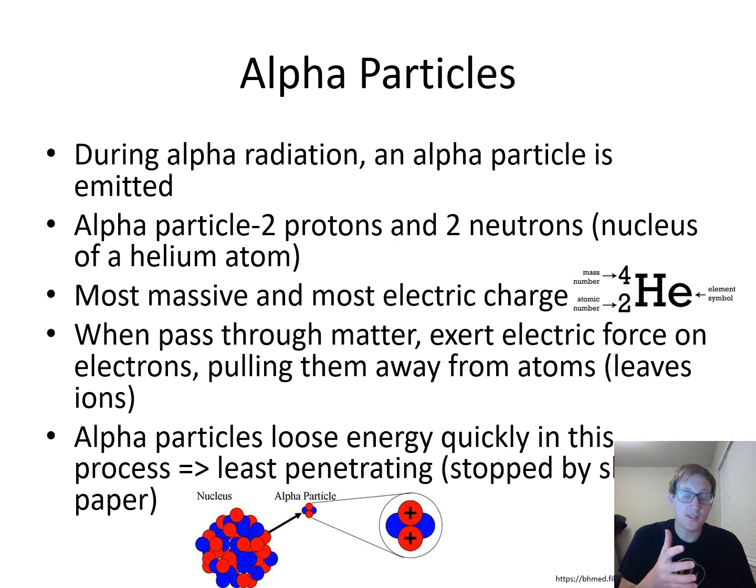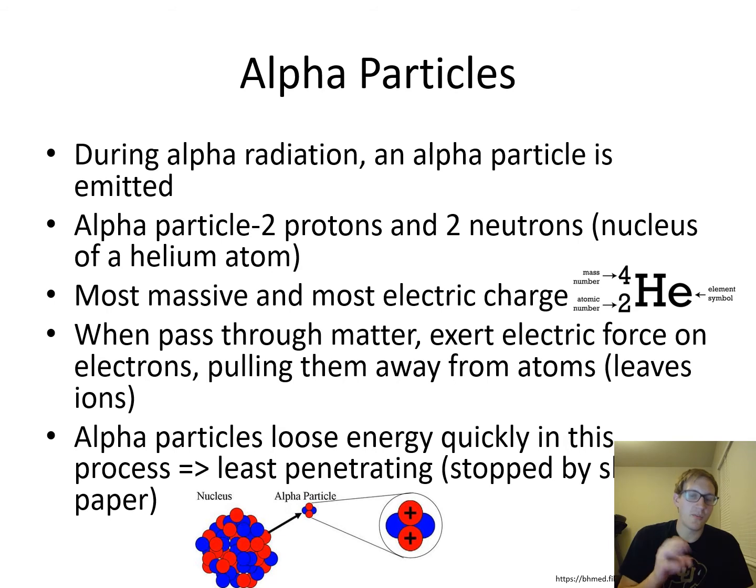Okay, this is the most massive and it has the most electric charge. So this is the biggest thing that's going to be emitted. When passing through matter, they exert electric force on the electrons, pulling them away from atoms, leaving ions, because it's going to pull electrons and leave things positively charged. Alpha particles lose energy quickly in this process. They are the least penetrating particles, the least dangerous radiation that we have.